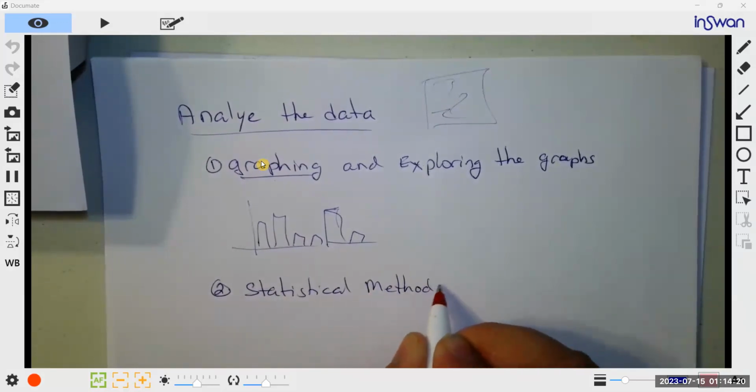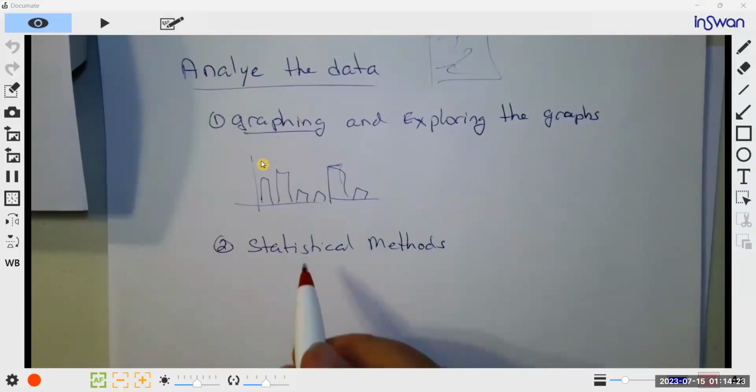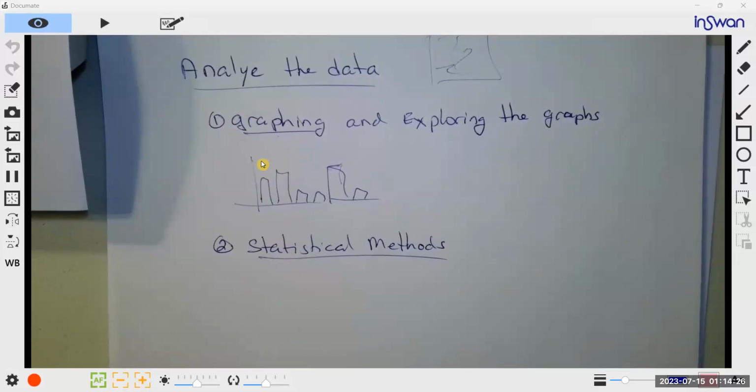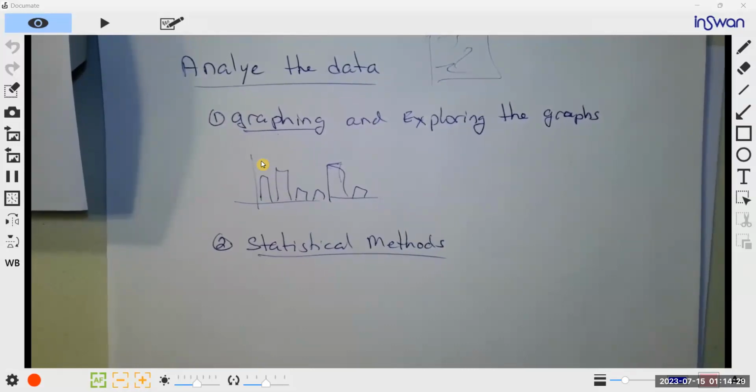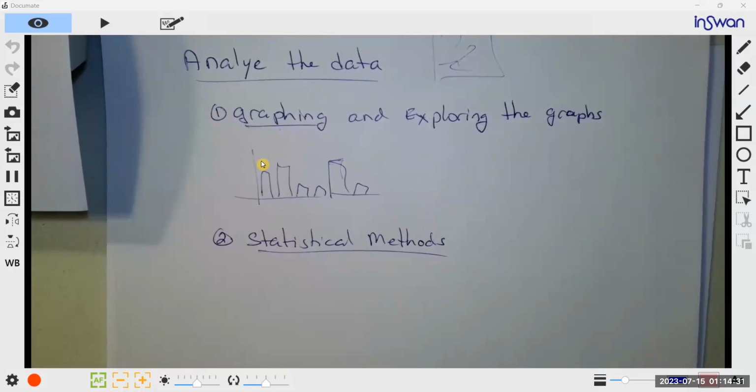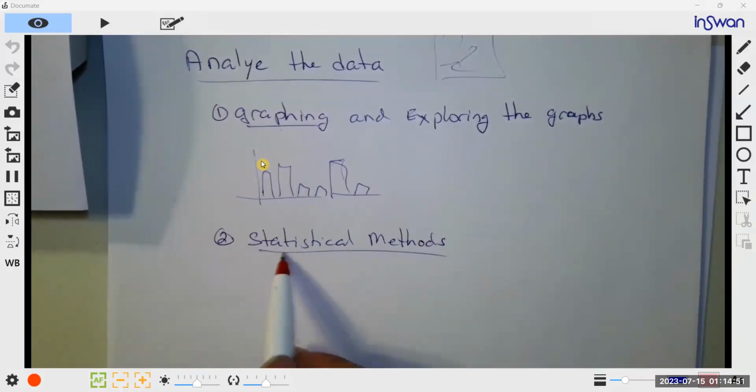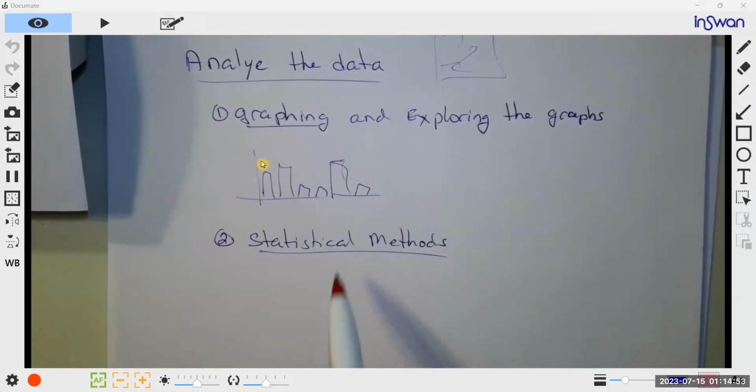is by using various statistical methods. The statistical methods we're talking about are not impossibly difficult. We do it all the time anyway. For example, if your grade is based on an average of your tests, you could tell me what your grade is by adding up all your test grades and dividing by how many tests you have. There's your average, and that's one of the statistical methods.